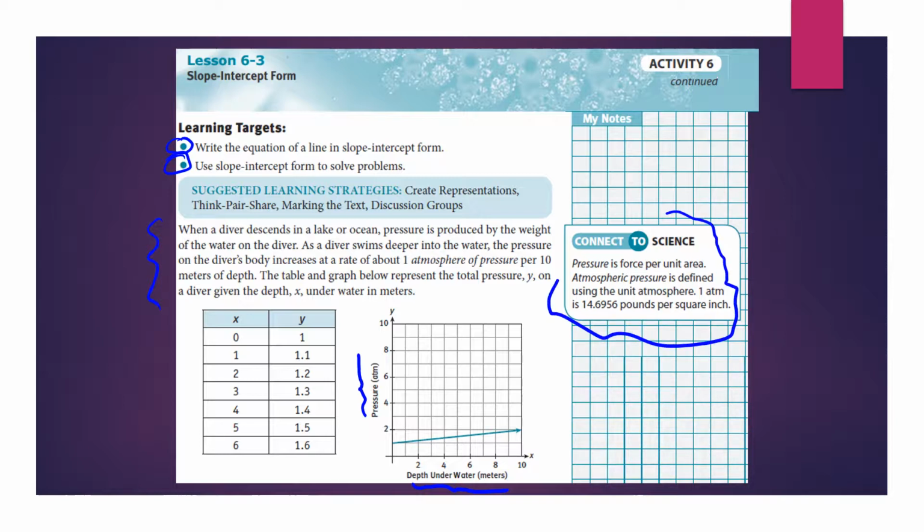Pressure is force per unit area. Atmospheric pressure is defined using the unit atmosphere. 1 ATM, or 1 atmosphere, is 14.6956 pounds per square inch. That's how much pressure an atmosphere is. Cool to know.